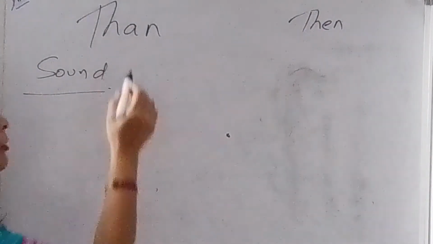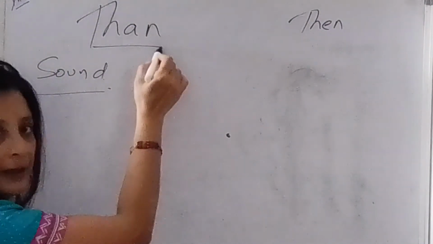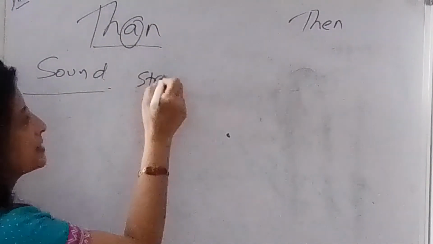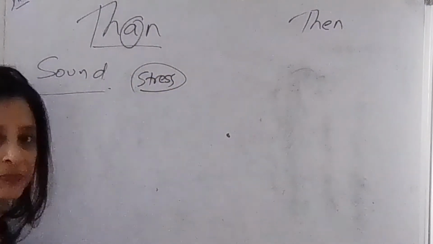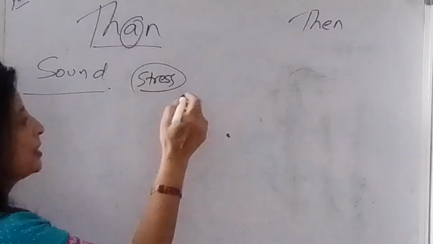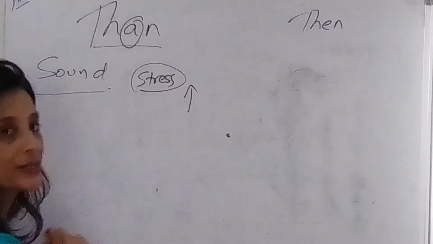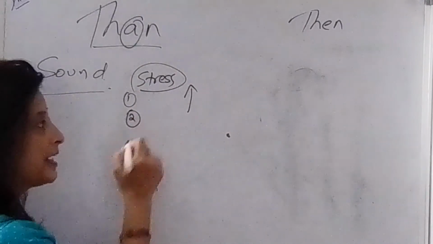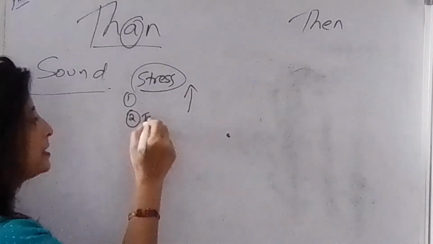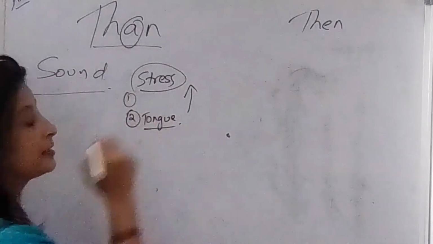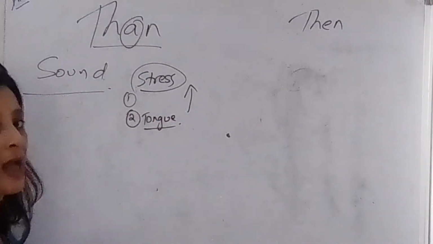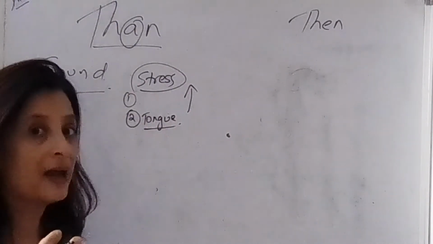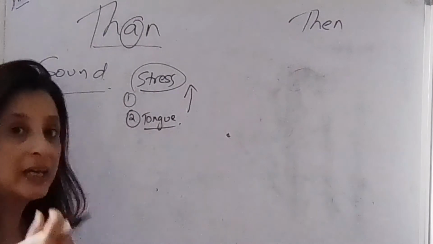So when I say "the", this "a", it has got stress. So this schwa sound has a stress, and the second is, one is stress and the second is, now see where the tongue is placed. When I say "the a", just do it alongside, the a. So your tongue is down.